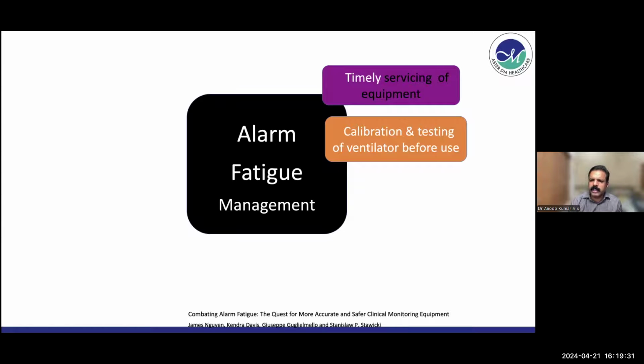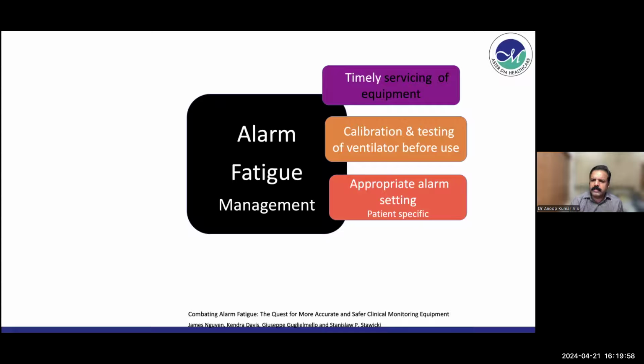You can connect that. This is most important whenever you are transporting a patient. I've seen many times the ambulance people doing the calibration or testing on the patient, or they come and connect the ventilator to the patient, and then they realize the tidal volume may not be delivering properly. That should not happen. The calibration and testing should happen before use, and before each use. That is very, very important.